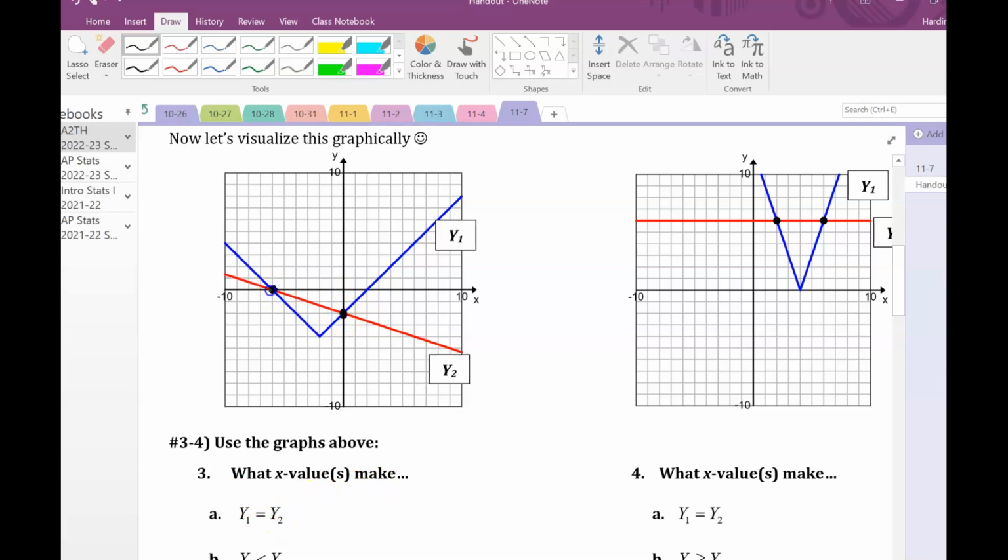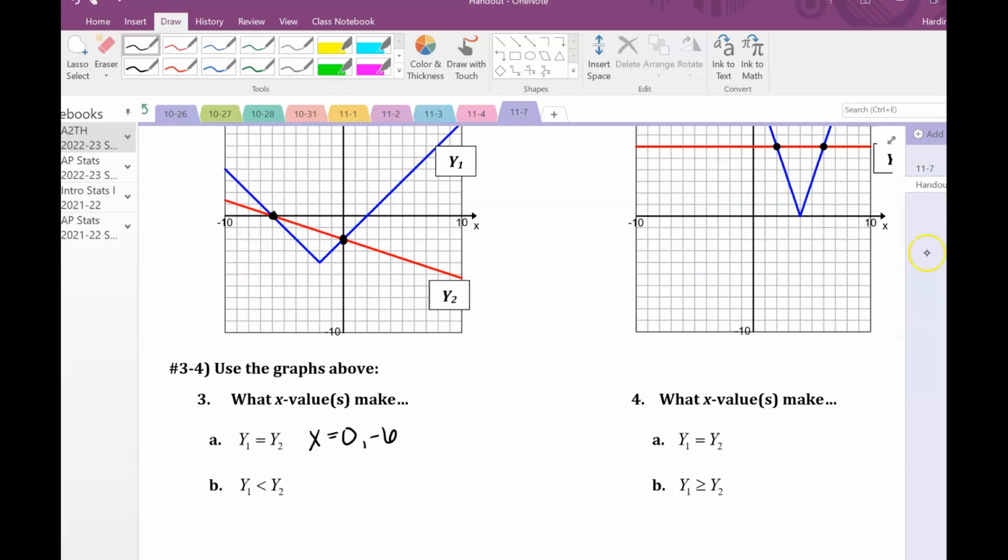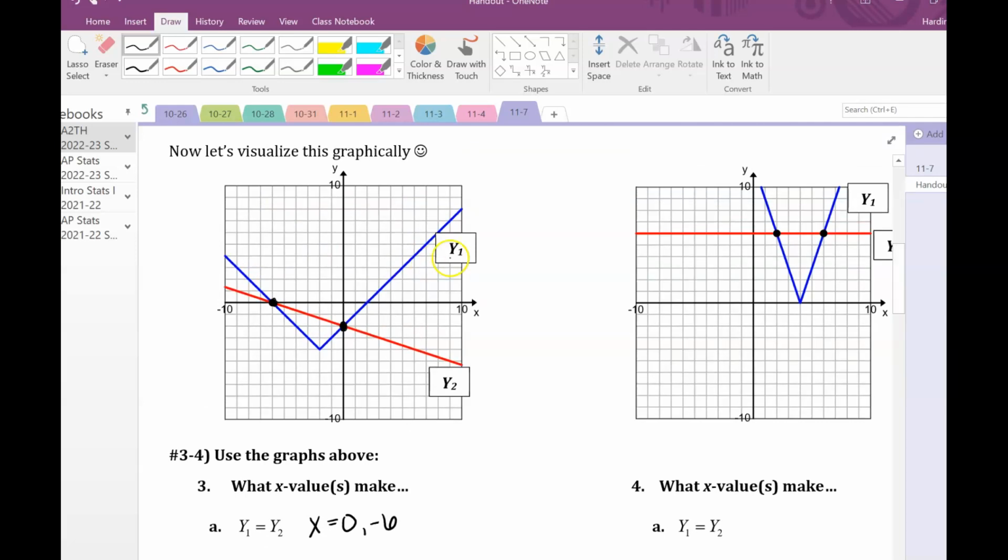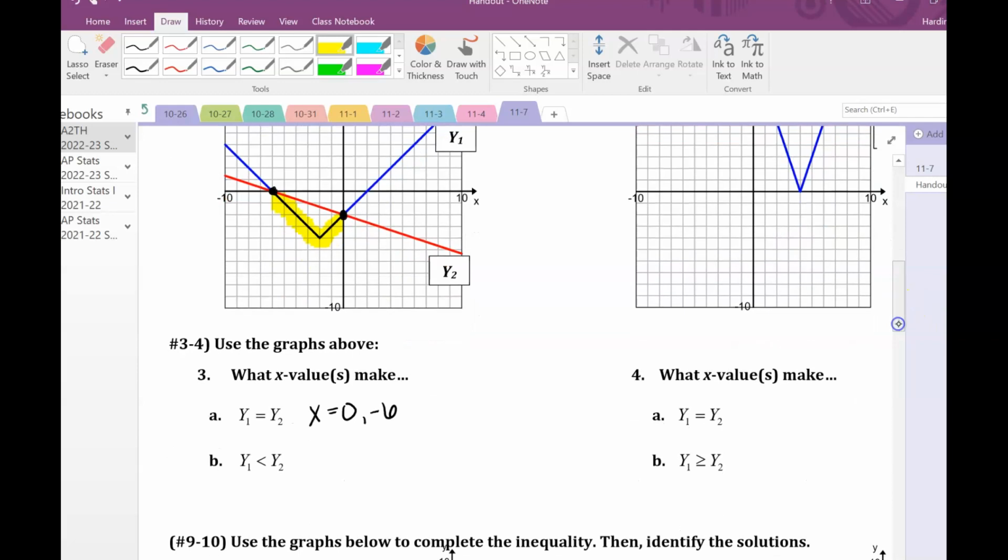Easy enough, we've done that for a couple of days here. It's when x is equal to 0, and when x is equal to 1, 2, 3, 4, 5, 6, negative 6. So now let's think about this instead. When is y1 less than y2? When is the output of this function, the blue function, less than the output of y2? It's any place in here. The y value of the blue graph is less than the y value of the red graph. So we would say that this is from negative 6 to 0.